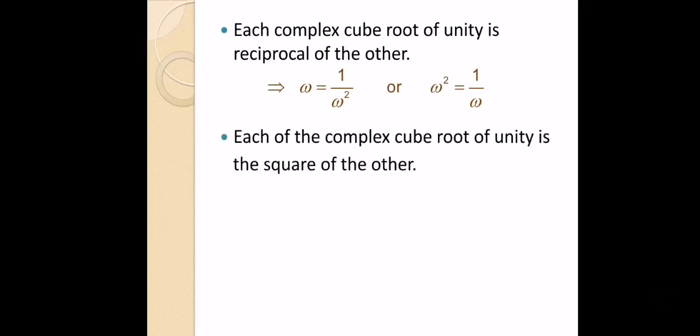The last property is that each of the complex cube roots of unity is the square of the other. Complex cube roots of unity are represented by omega and omega square. So if one is represented by omega, the other one will be omega square. That is, if omega is equal to minus 1 plus iota under root 3 whole divided by 2, then omega square is equal to minus 1 minus iota under root 3 whole divided by 2. So we can say that each complex cube root of unity is the square of the other. To use all these properties, you must learn them.